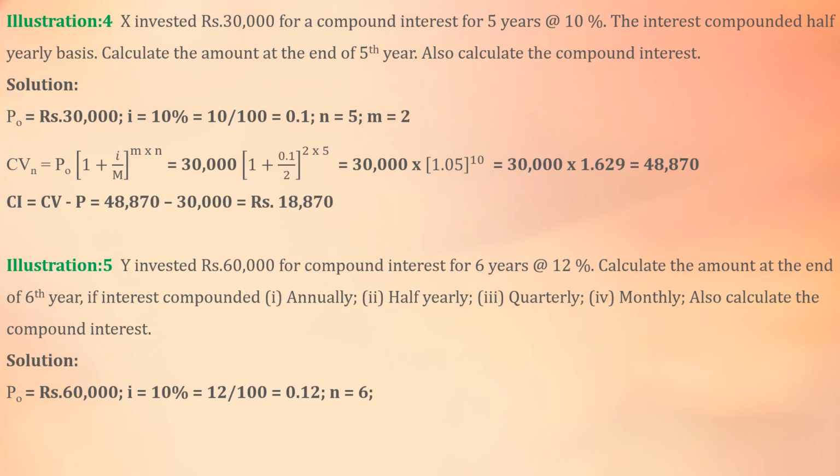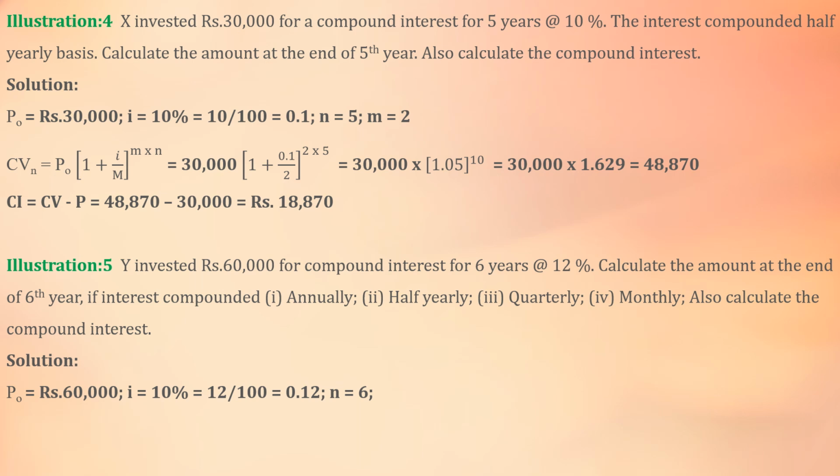Illustration 4. X invested 30,000 rupees for compound interest for 5 years at 10%. The interest is compounded on a half-yearly basis. Calculate the amount at the end of the 5th year. Also calculate the compound interest. Solution. PO equals 30,000 rupees, I equals 10% equals 10/100 equals 0.1, N equals 5, M equals 2. CVN equals 30,000 by 1.629 equals 48,870. C equals CV minus P equals 48,870 minus 30,000 equals Rs. 18,870.